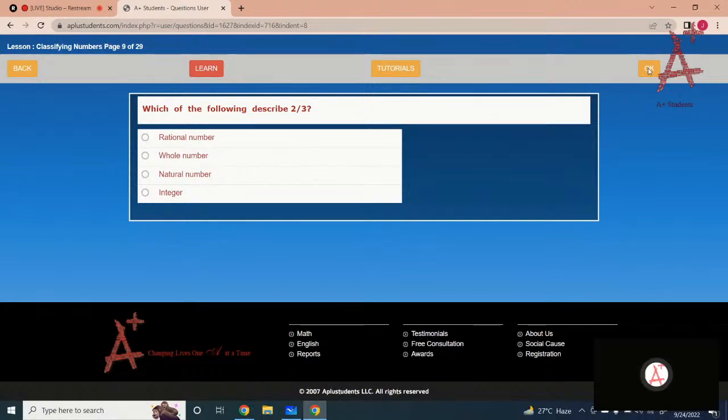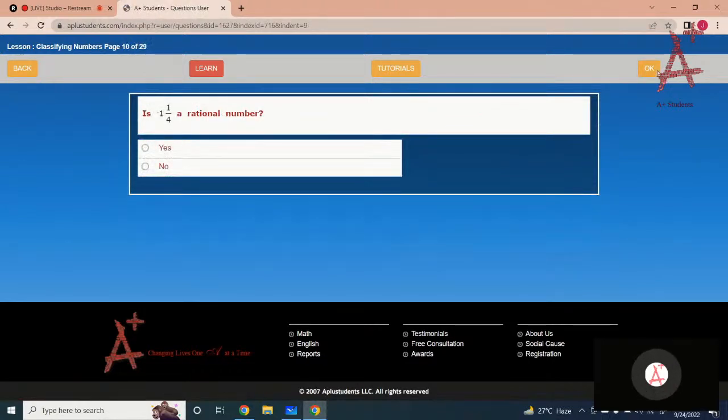Okay, which of the following describes 2 by 3? Which number is it? Rational number, whole number, natural number, or integer? It is a rational number because it can be written in the form a by b. Got it?